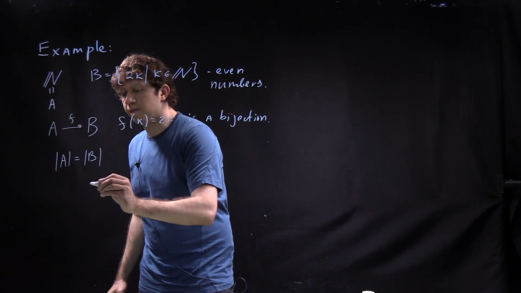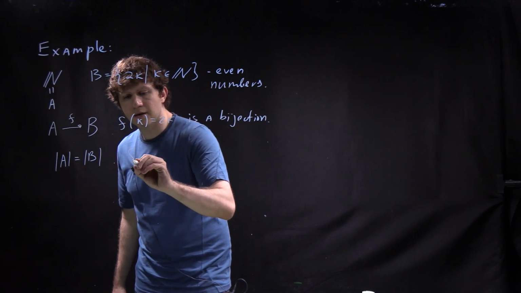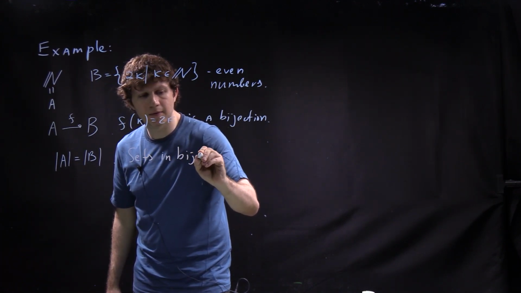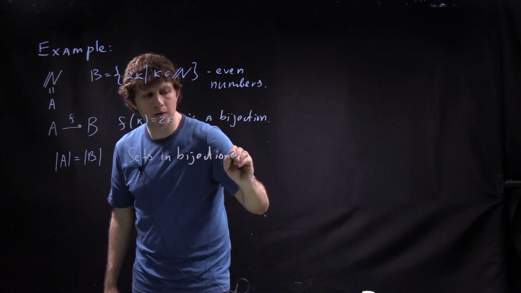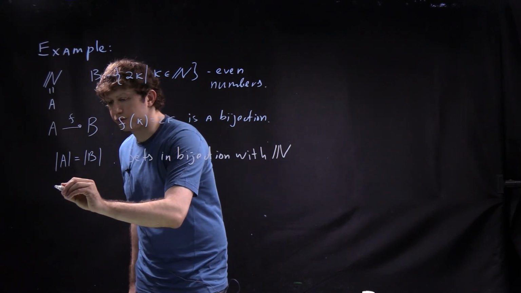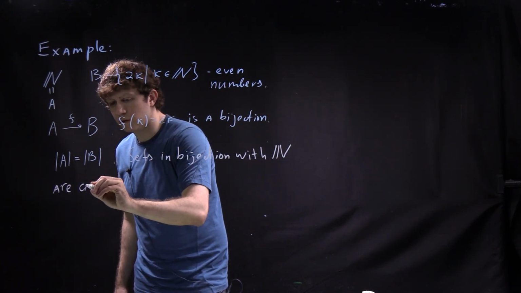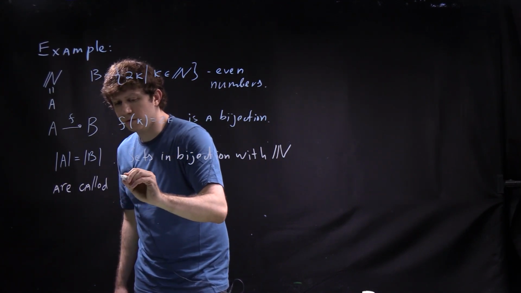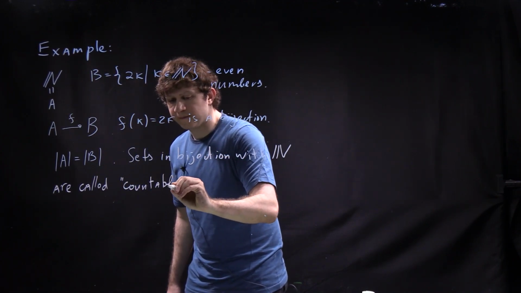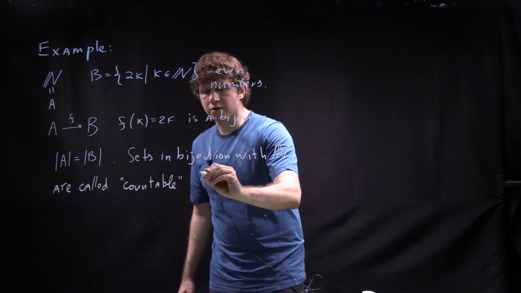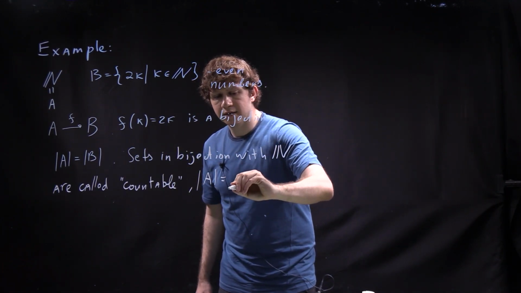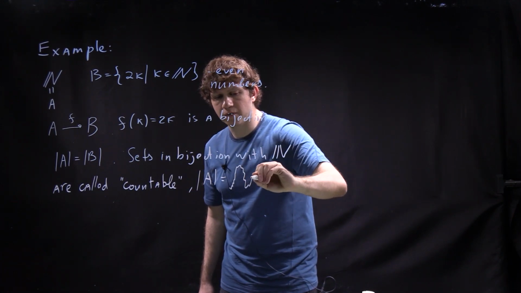So sets in bijection with N are called countable, and there is a beautiful symbol. Their cardinality is denoted by this letter Aleph 0.